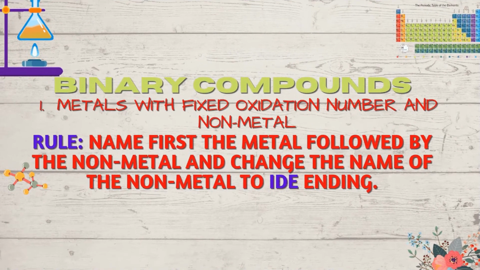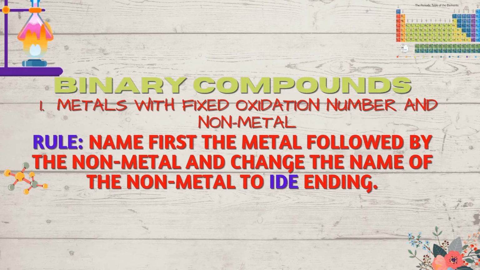So let's discuss the binary compounds. Binary, bi means two, which means it is a combination of a metal with fixed oxidation number and a non-metal. What is the rule for naming binary compounds? You name first the metal, followed by the non-metal, and change the name of the non-metal to -ide ending.